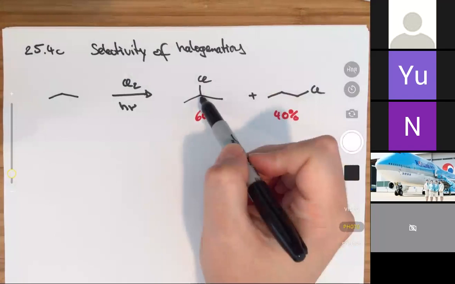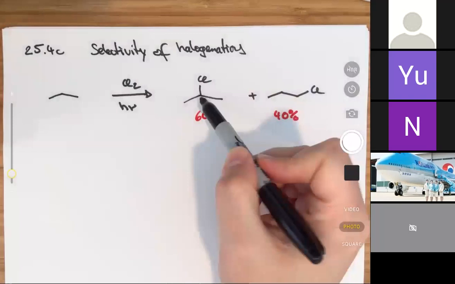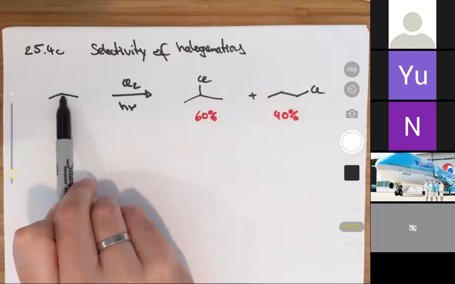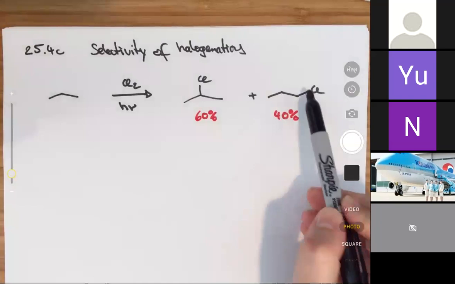So the secondary radical, as we might expect, is preferred because it's the more stabilized radical that you're going to generate. But in a situation like this, where you have two methyl groups, so you have essentially six hydrogens that you could abstract on the ends of this molecule, and you have only two hydrogens in the secondary position, you still get a significant amount of this primary chlorination product.